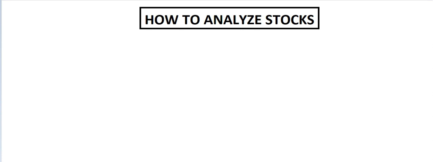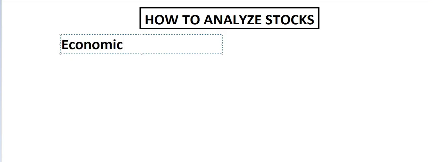To analyze or research a stock, we're going to follow various parameters. Let me explain the parameters one by one. The first important parameter is economics. It is very important to know the economics before investing in any company. Why? Because everything is dependent on the economic condition.